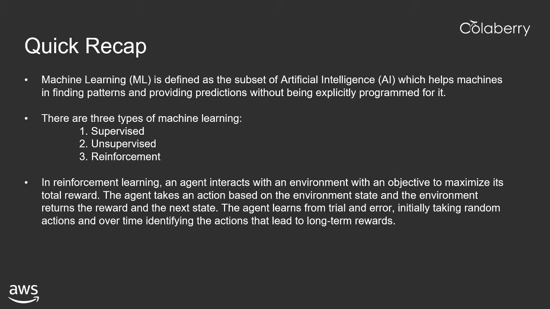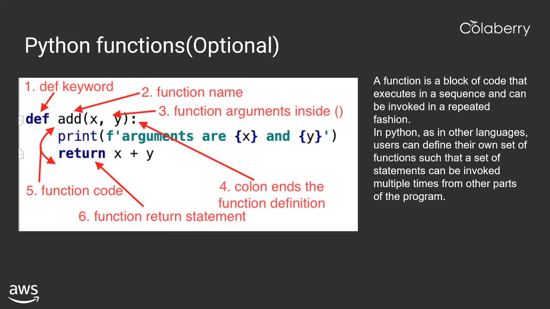Then, in reinforcement learning, an agent interacts with an environment with an objective to maximize its total reward. The agent takes an action based on the environment state, and the environment returns the reward and the next state. The agent learns from trial and error, initially taking random actions and over time identifying the actions that lead to long-term rewards.